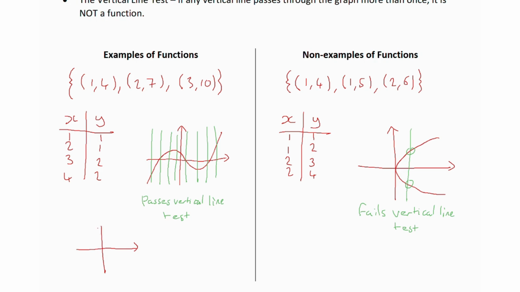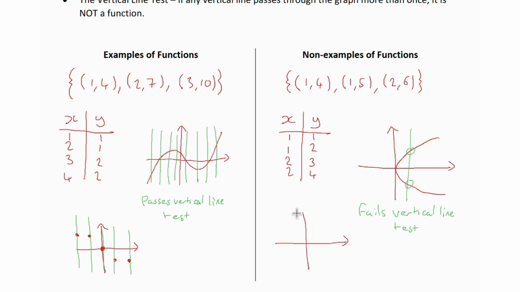Before, we also saw relations defined as just a set of coordinates of points. We could have something like this, which would be absolutely fine. Every x value goes to exactly one y value. There are no repeats. We could even do a vertical line test here through every point on the domain.